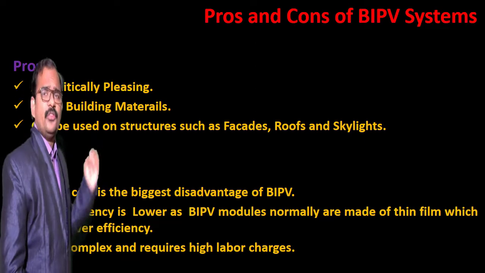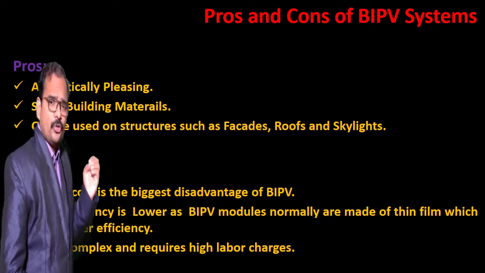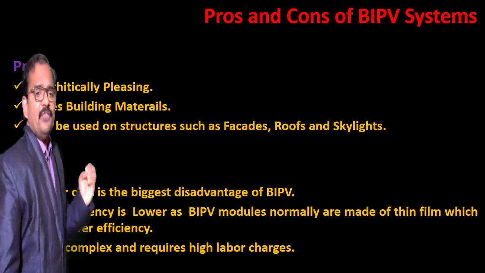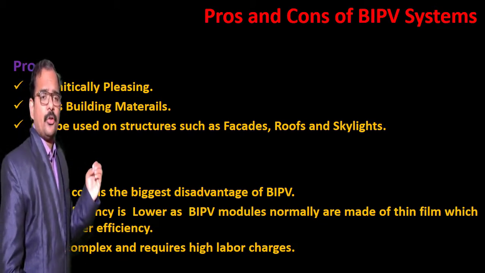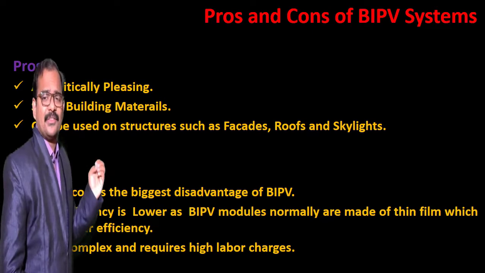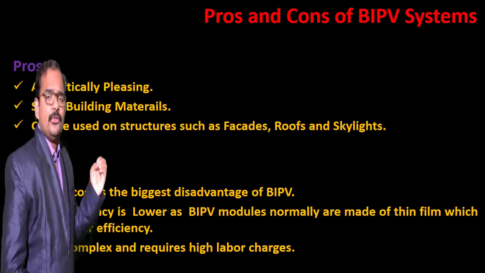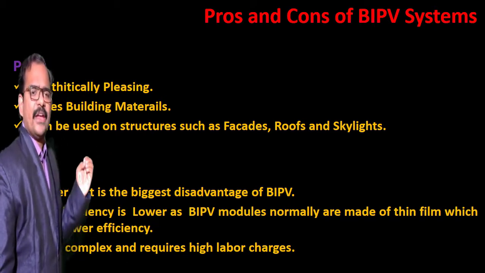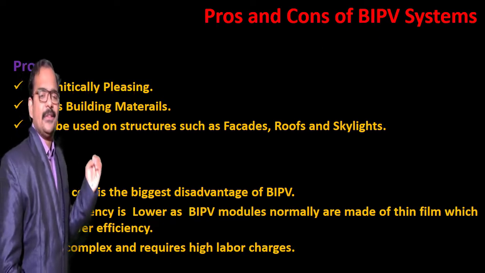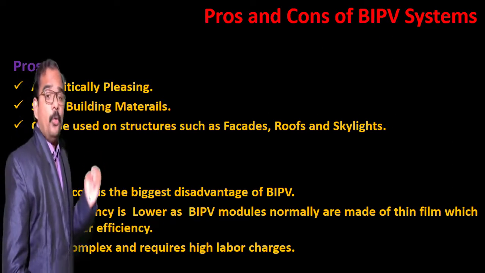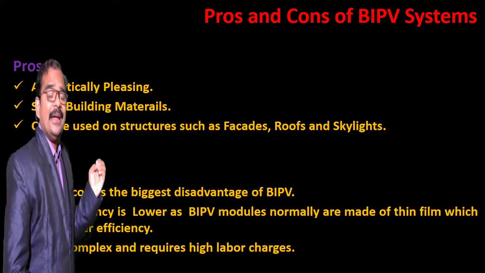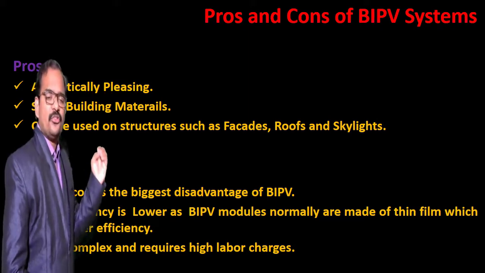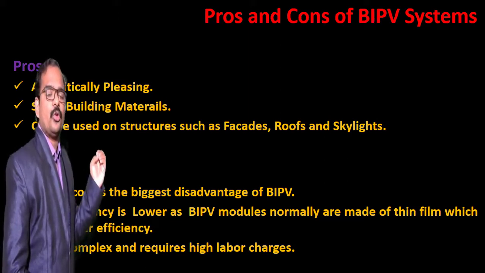And coming to the cons of this building integrated photovoltaic system, the higher cost is the biggest drawback of this system. The efficiency of this building integrated photovoltaic technology is very, very less, because normally we will use thin film solar cells for these systems, and the efficiency will be very, very less, in the order of 6 to 12%. It is more complex and requires high labor charges in order to construct this building integrated photovoltaic system.